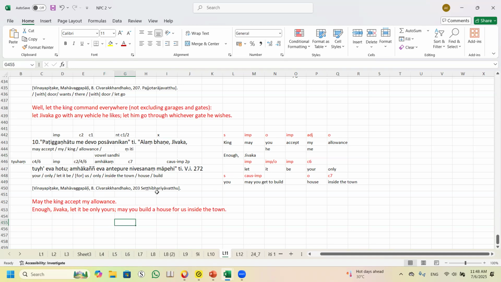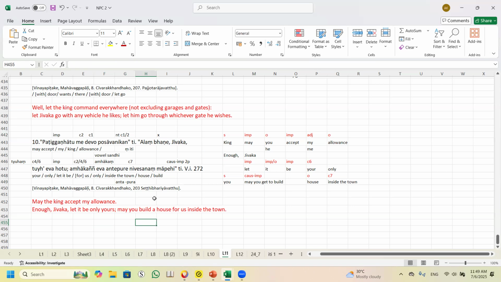So in this case, you can see Eva. Sometimes Eva is not needed. This is supposed to be antapura. Antapura means locative. Anta and pura, but I don't know why it takes A here. Technically you break it down like that. It means within the town, or inside the town.